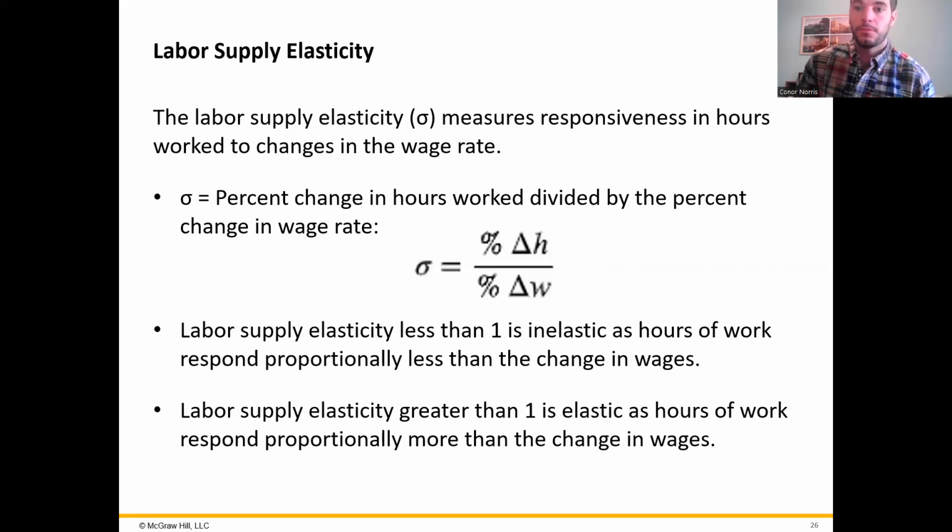All right, welcome back. This will be the final lecture on the chapter on labor supply. So you know the drill by now, so let's jump right back in and get started.